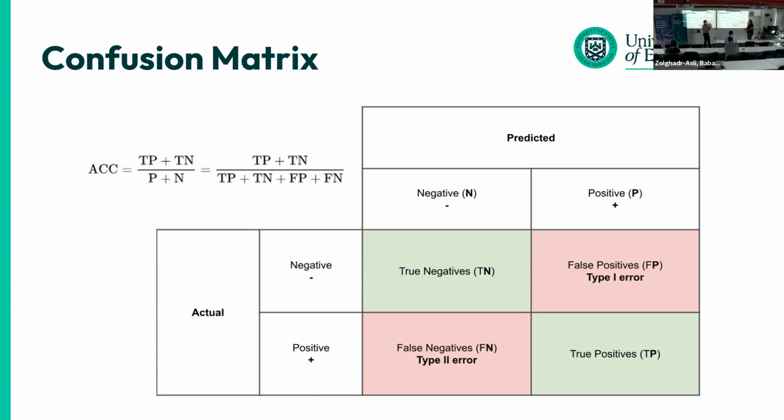The confusion matrix is a very famous type of evaluation. It counts the number of times that the model predicted correctly, truly, and the number of false predictions.